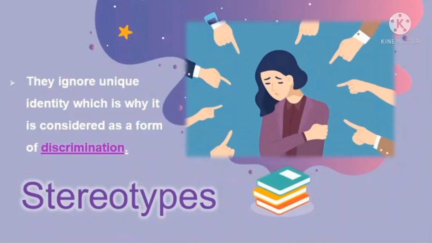The first reason is they ignore unique identity, which is why it is considered a form of discrimination. Some people expect you to follow or not to follow the same thing because you are a member of a particular group. And it is bad because they do not allow you to act on your own or to be yourself.